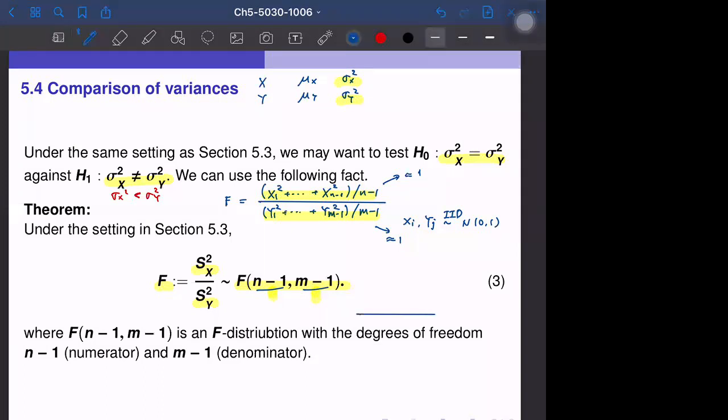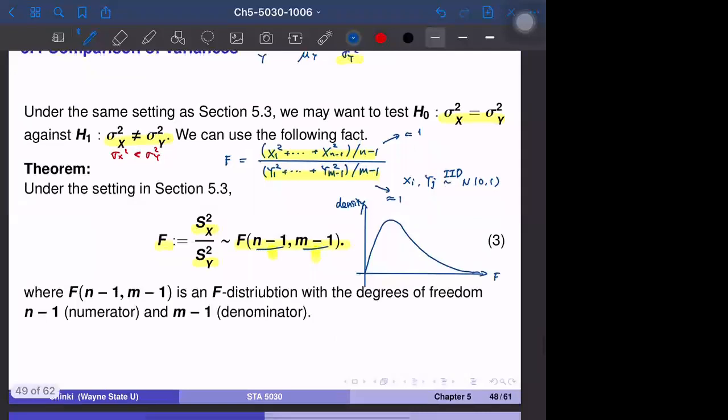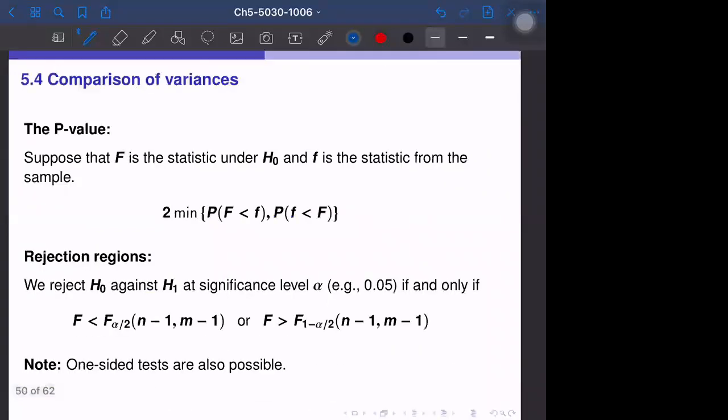So the F distribution is a skewed distribution of this shape. The shape also depends on m and n, but roughly speaking, this is the density function of F. So using this theorem, we can test this H0 against H1. And the p-value is calculated by this formula. This is a little bit unintuitive, so we explain it with a graph.